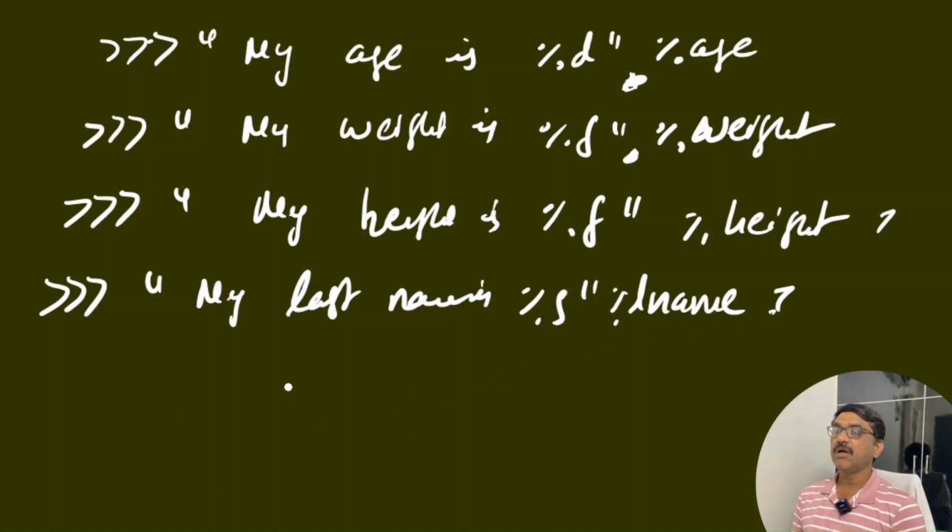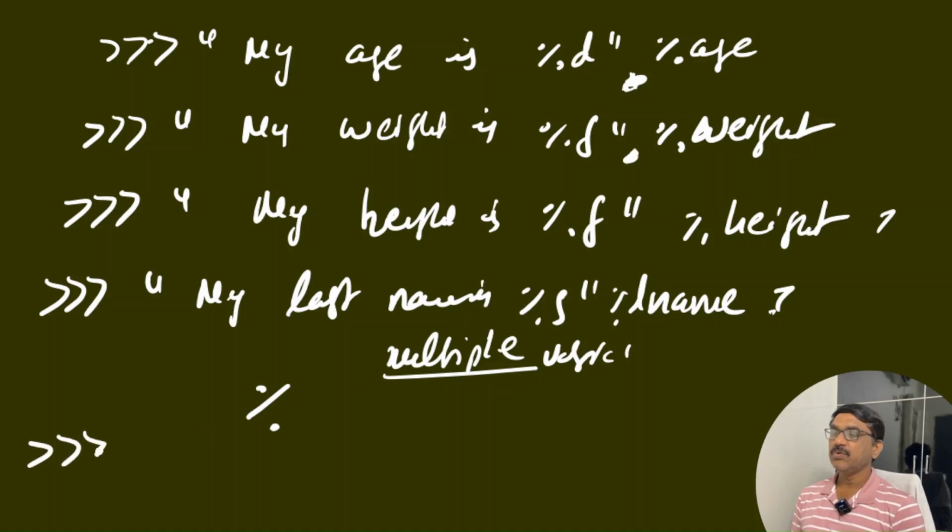This is the syntax about percentage. So here in each and every statement, I have used only one variable. Previously I have used first name, next here I have used age, weight, height, and last name. In each and every statement, I have used only one variable. You can also use multiple variables. How to use multiple variables? To use multiple variables, you do one thing.